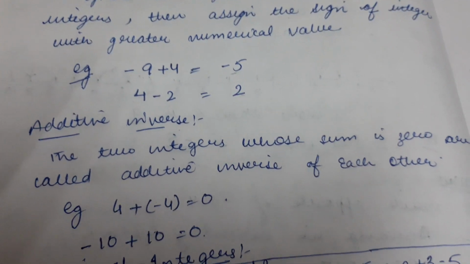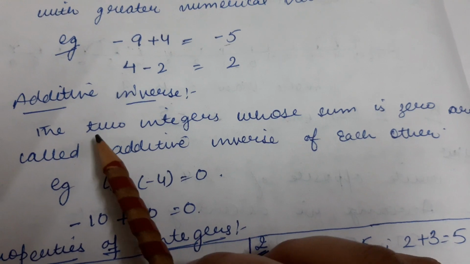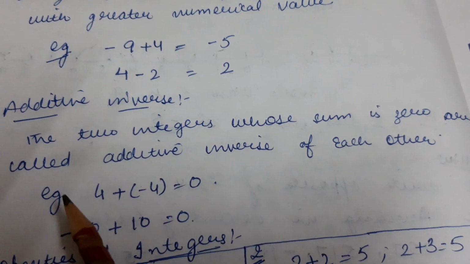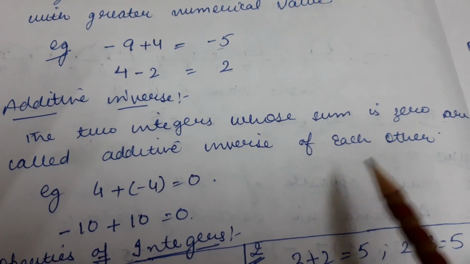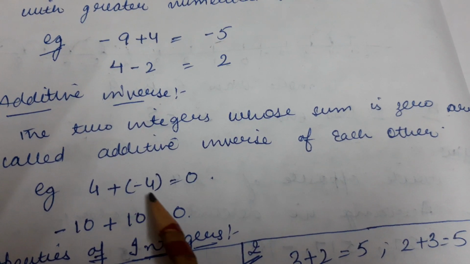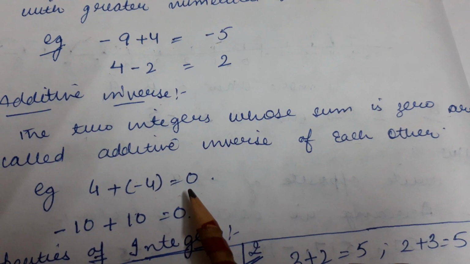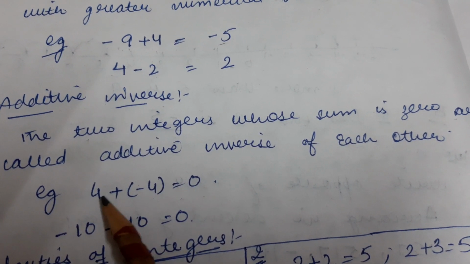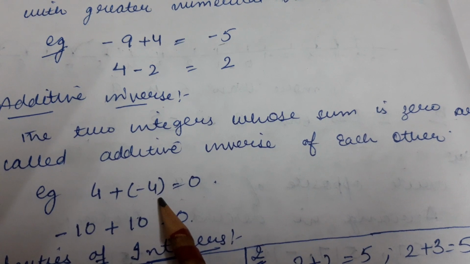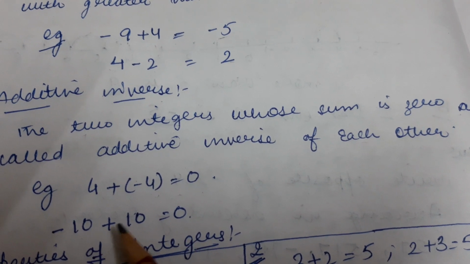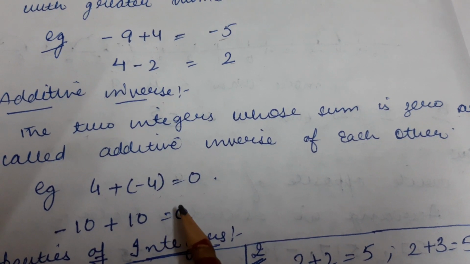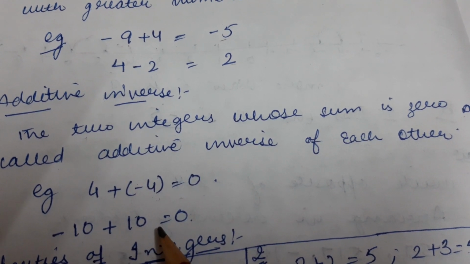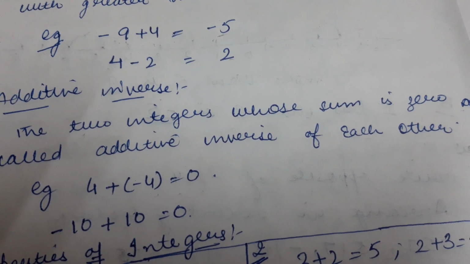Next is additive inverse. What is additive inverse? The two integers whose sum is 0 are called additive inverse of each other. For example, 4 plus of minus 4 is 0. It means I will say minus 4 is additive inverse of 4, or I can also say 4 is the additive inverse of minus 4. Similarly, we know minus 10 plus 10. They cancel out each other and the answer is 0. So I can say minus 10 is additive inverse of 10 or 10 is additive inverse of minus 10.